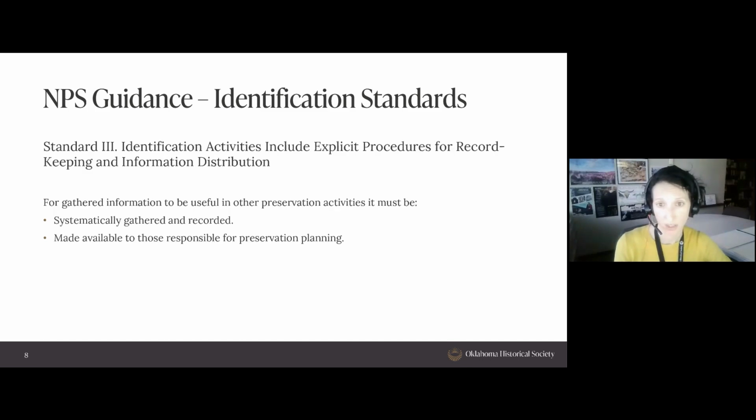The third standard is identification activities include explicit procedures for record keeping and information distribution. For gathered information to be useful in other preservation activities, it must be systematically gathered and recorded and made available to those responsible for preservation planning.